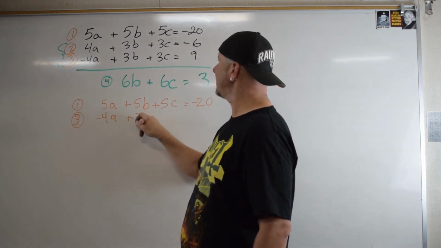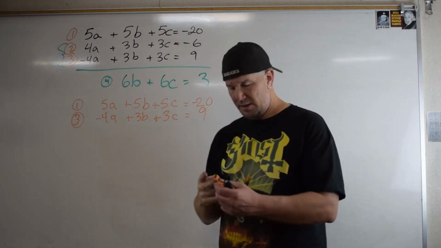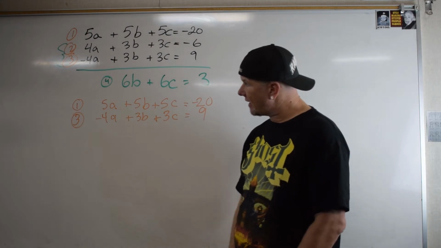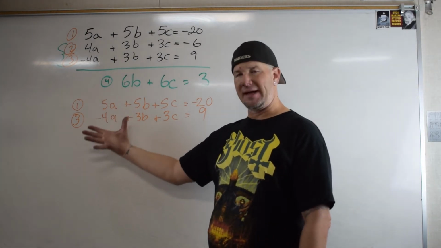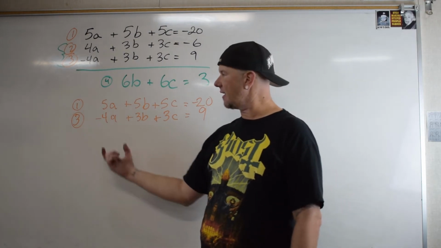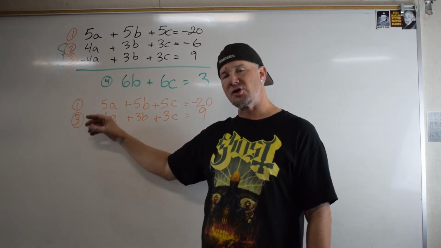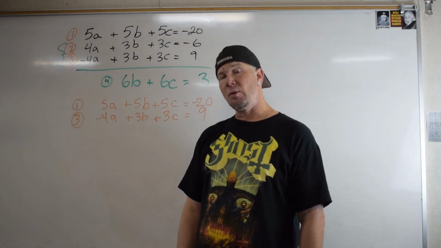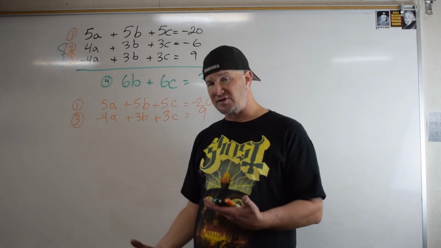So again, I'm wanting to get rid of a. In this case, I can't just add them together. It's not going to work. So I have to think of what I could make both 5 and negative 4 into so that they would cancel out. Well, I can make them both into 20s. One's already positive, one's already negative, so that's good. So what I would need to do here to make that into a positive 20, I would have to multiply by 4.